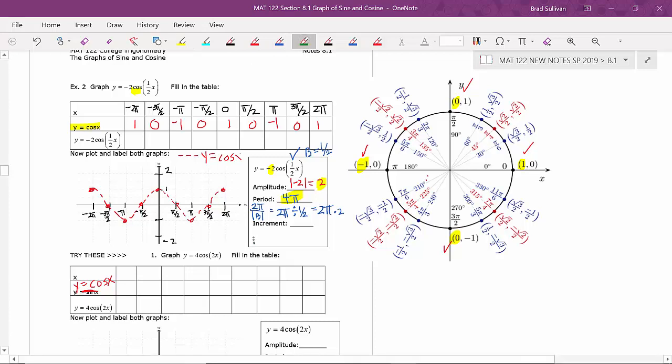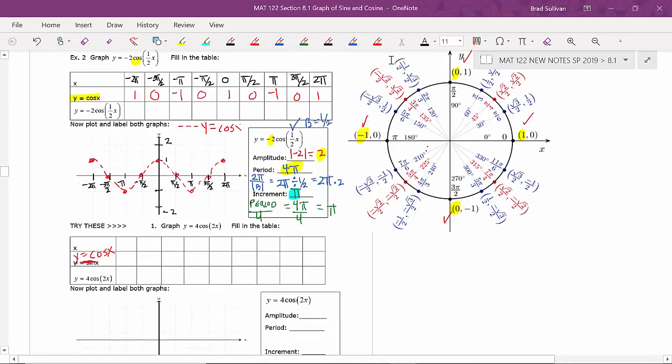For the increment, we always take the period and divide it by 4. So take the 4 pi, divide by 4. Your increment is going to be pi. Okay, and that's real important to me. That's the whole key, to figure out what are the good values of x on this final graph. So I've done the plotting, figured out the period, amplitude, and the increment. Then we've graphed our basic one. Now we're ready to number crunch.